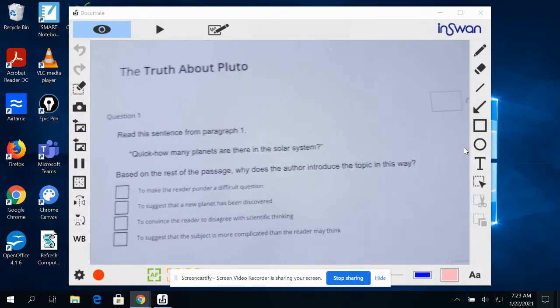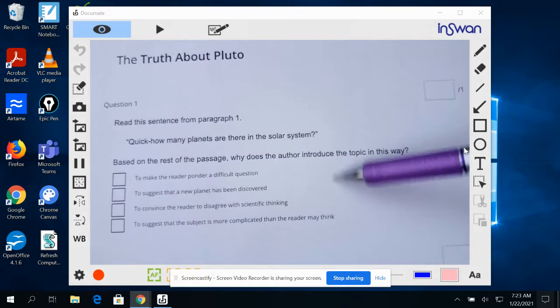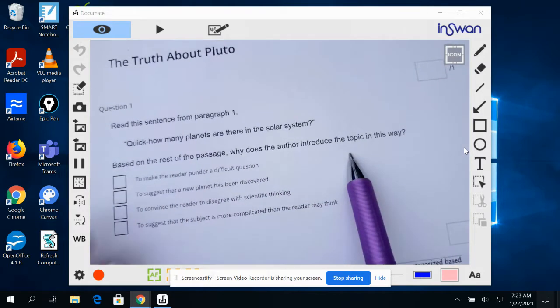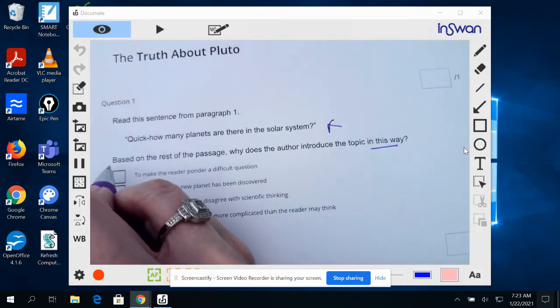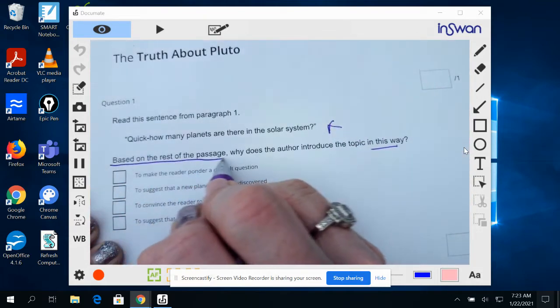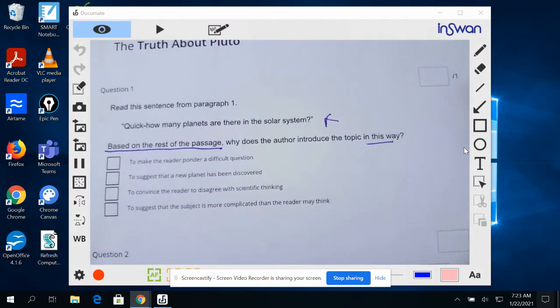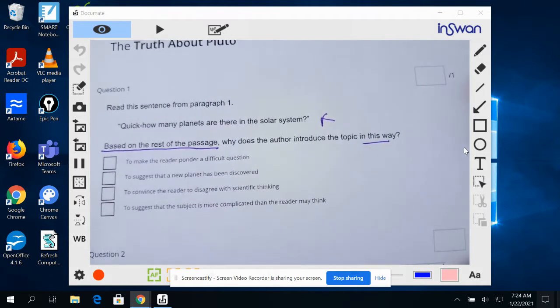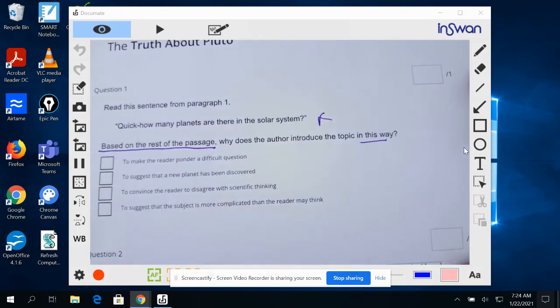So the first question is, read this sentence from paragraph 1. Quick, how many planets are there in the solar system? Based on the rest of the passage, why does the author introduce the topic in this way? So, in this way, right, would be this question. But this is a really important part of the question: based on the rest of the passage. So this isn't a question just asking you to look at the technique in the moment when you first encounter it. It's after reflecting on the purpose of the text and the central idea of the text. What was the purpose of starting this way?